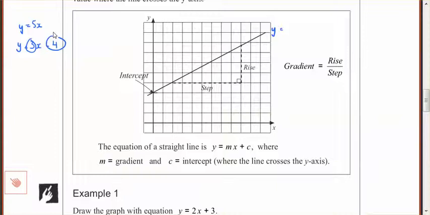What we want to do is make sure that you can work out the gradient. Another way of saying gradient would be how steep the line is. So steepness.